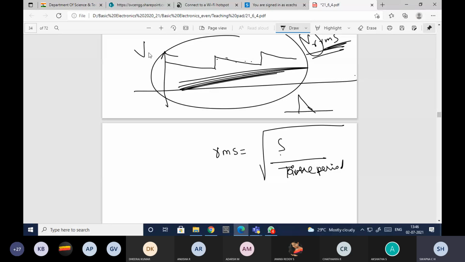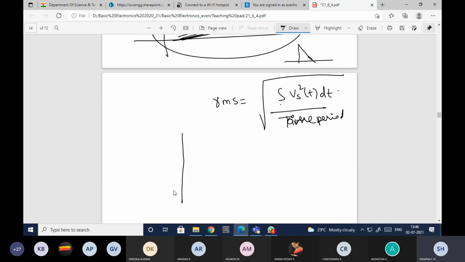Let me denote it with some sawtooth waveform, Vs of t. So Vs square of t dt. I need to take the square, I need to take the mean, and then I should also take the square root. This will give me the RMS value of this triangular waveform. I have given you the procedure in my notes, but all that is not required. If anybody is interested, if you really want to know how to find the RMS value, you can use that. See here what is happening.